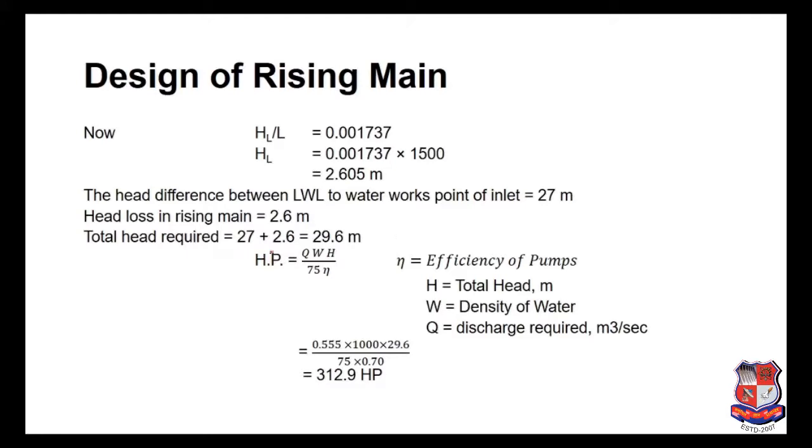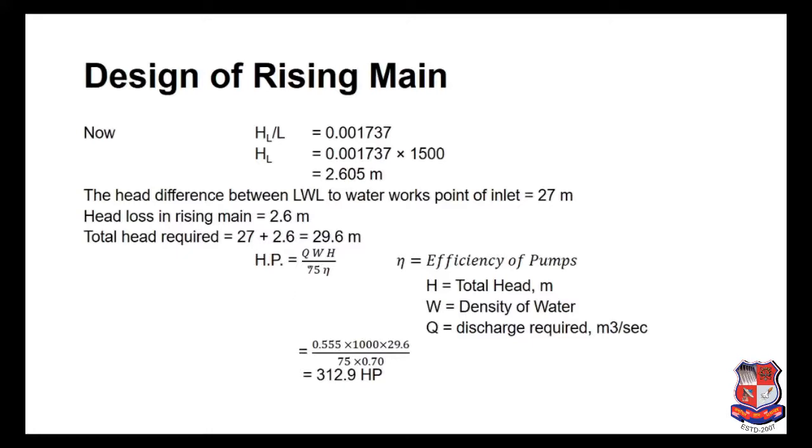Now here we have not considered minor losses. We have considered only the static head plus the head loss along the pipe. We have not considered the minor losses. So you can consider minor losses as 10% of the total head also, right?